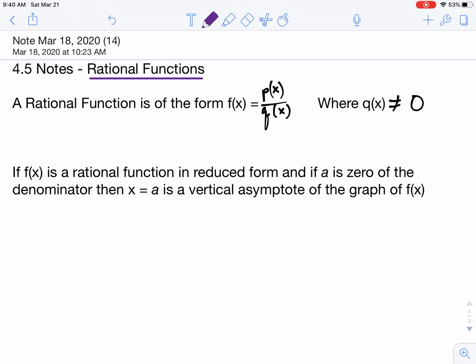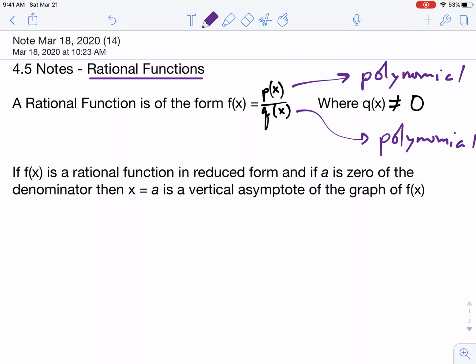So just to remind you what a rational function is, it's of the form P of x over Q of x. Now Q of x can't be equal to 0, but just remember that P of x is any polynomial, and Q of x is also got to be a polynomial. And as I said, you've actually looked at these before several times. So this is a quick example of what a rational function might look like. So 1 over x minus 3 is a rational function.